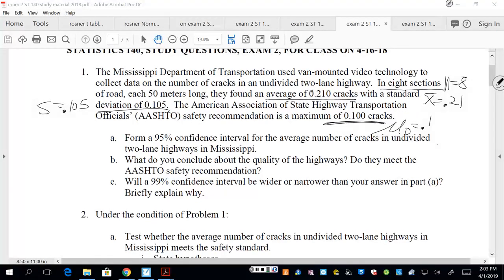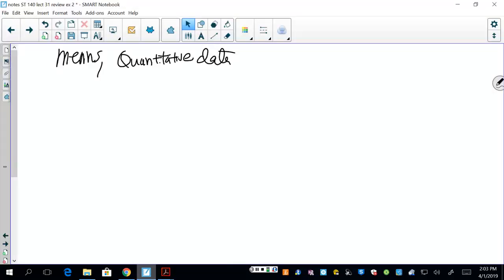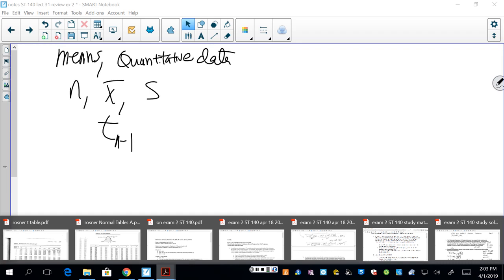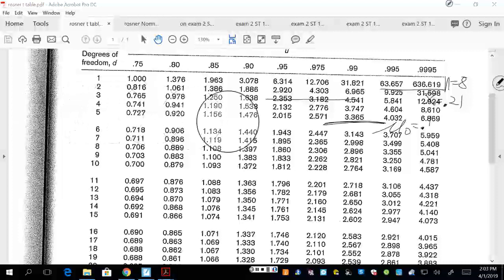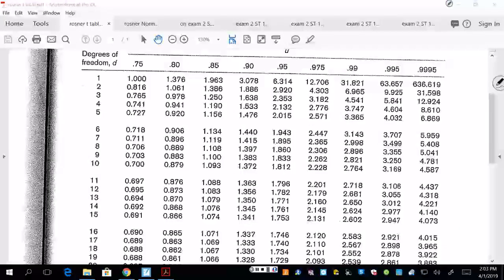It's going to give you a sample size, an average, and standard deviation, and then you're dealing with T and means. So you have a sample size, an X bar, an S. We use a T distribution. This one has n-1 degrees of freedom. And our T table, Rosner's T table, has these percentages right up here. And so for a 95% confidence interval, we use this one.